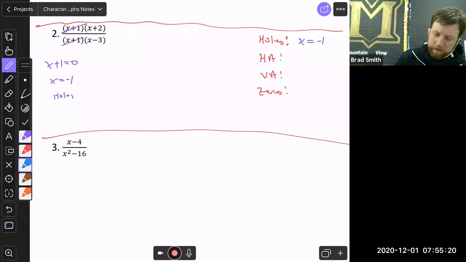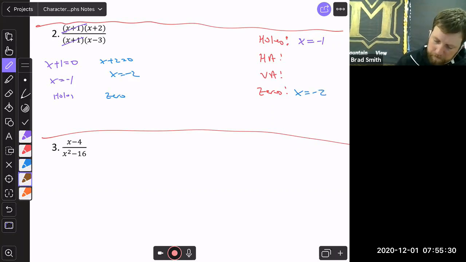All right, next. The numerator, so this is my 0, so x plus 2 equals 0, so x equals negative 2. That's my 0. My denominator, x minus 3 equals 0, so x equals 3. That's my vertical asymptote.